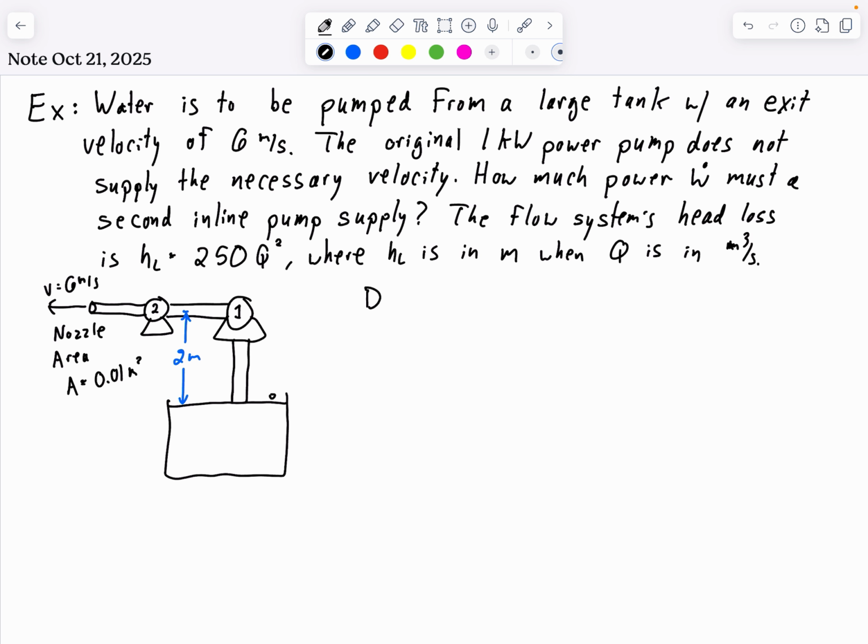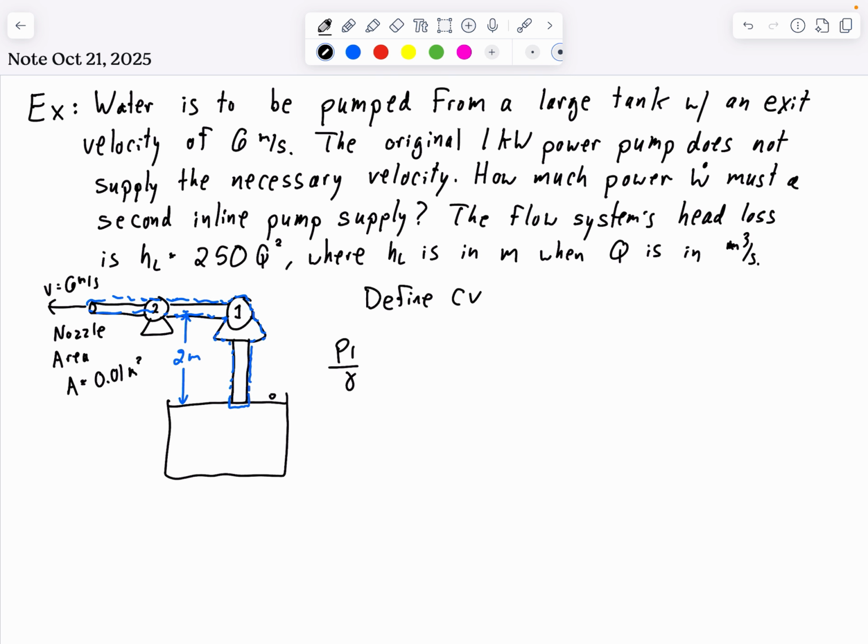So we are going to define a control volume here, and our control volume is going to extend from the surface and cover our entire flow system. So we're drawing from the reservoir surface where the velocity is 0, and the water will be expelled from the end of this nozzle where the velocity will be 6 meters per second. And so to that control volume, we are going to apply our extended Bernoulli equation.